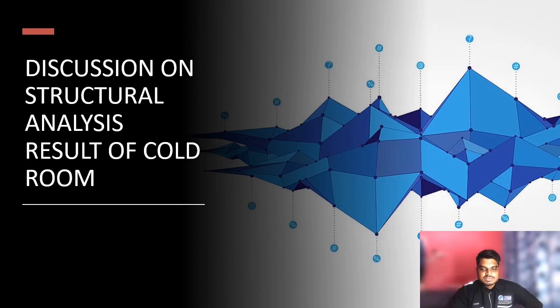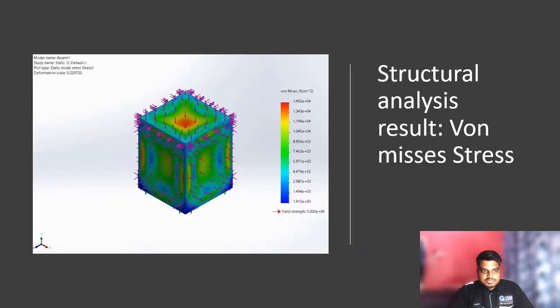After we design the cold room, we see the structural analysis result of the cold room. First, we see the Von Mises stress. The Von Mises stress is also known as the equivalent stress or total strain energy density. It's a measure of the stress state at a particular point in the material that is undergoing complex loading.